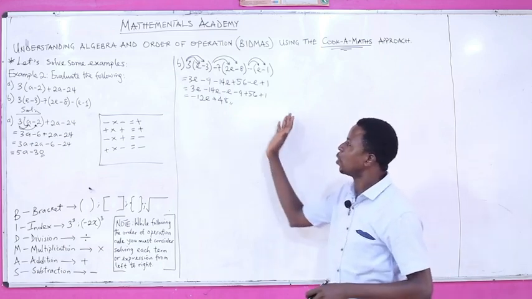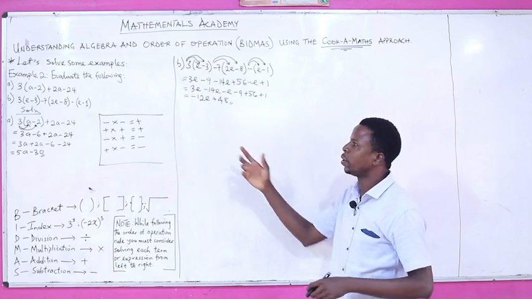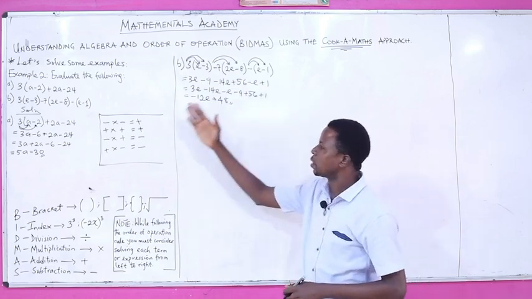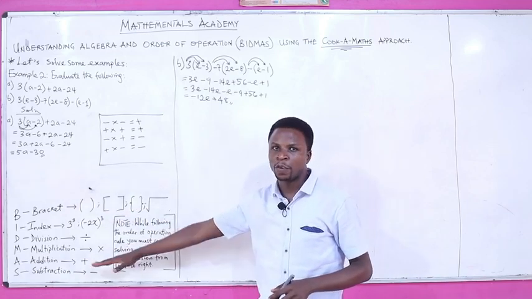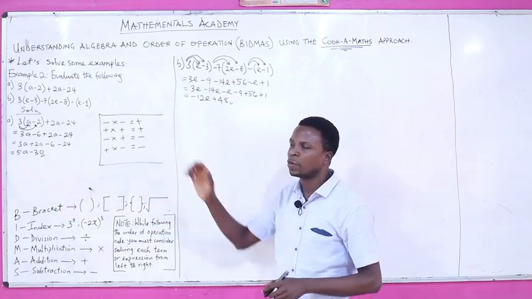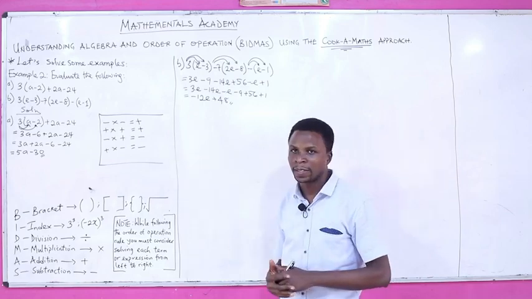So this is how you can master the art of solving algebra, right? Using this process. You have to master your order of operation rules, and you have to master multiplying signs.